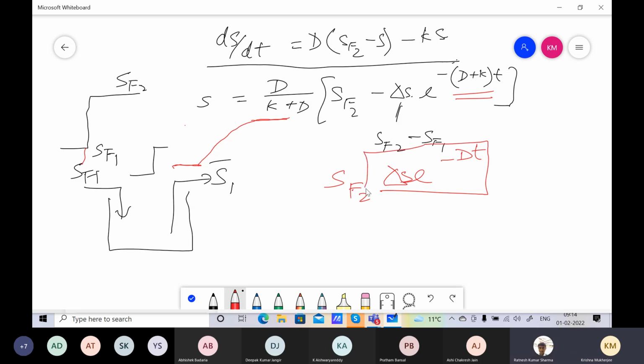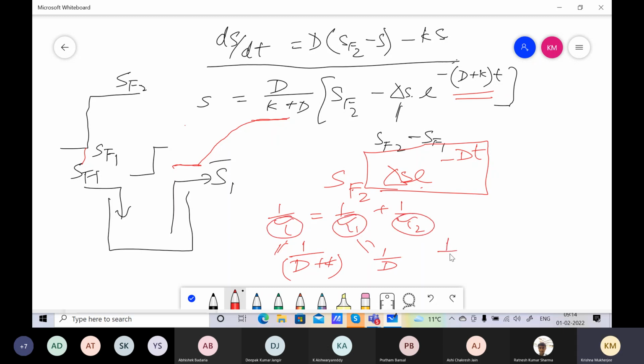Again, yes, I am sort of jumping. You remember this? So essentially what is happening is that the time constant of this system, 1 by tau, is actually 1 by tau 1 plus 1 by tau 2. Okay? Because now your d, this is d, brother, this is 1 upon d plus k, right? This is 1 upon d plus k, so this becomes d plus k. This is 1 upon d, and this is, sorry, this tau. Do you understand? And this is 1 upon k.